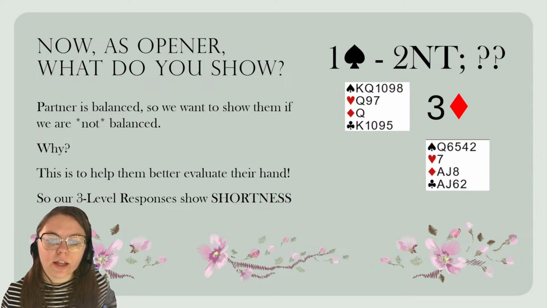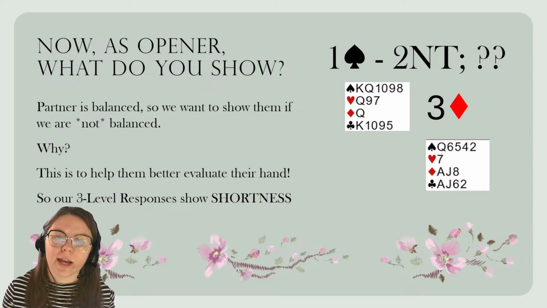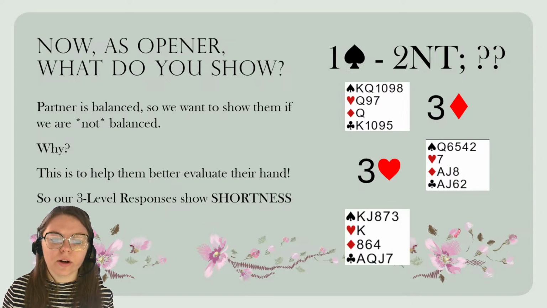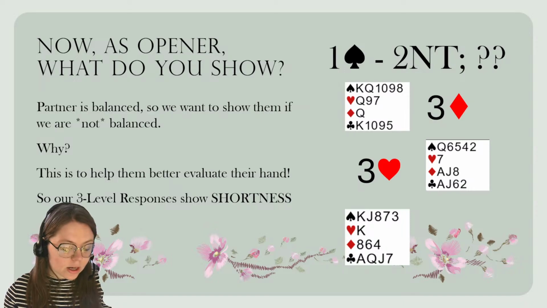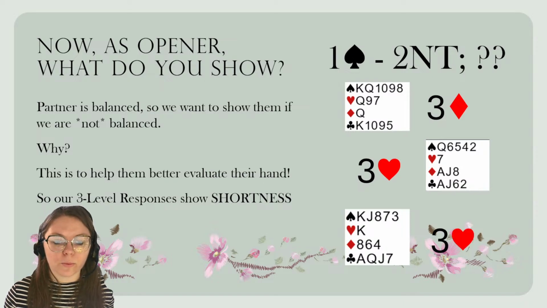All right, here's another one. We've got 12 high card points. I have 5 spades. I opened a spade. Partner made the game forcing raise. And I do have shortness. I have shortness in hearts. So I will bid 3 hearts. Similar idea here. I've got 14 high card points. I have an unbalanced hand. I have shortness in hearts. So I'm going to bid 3 hearts.